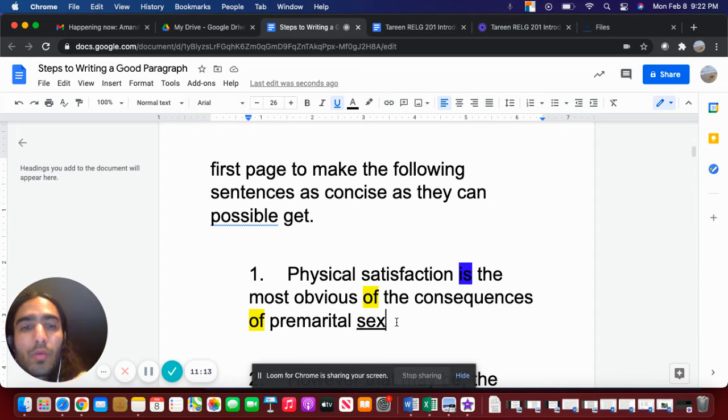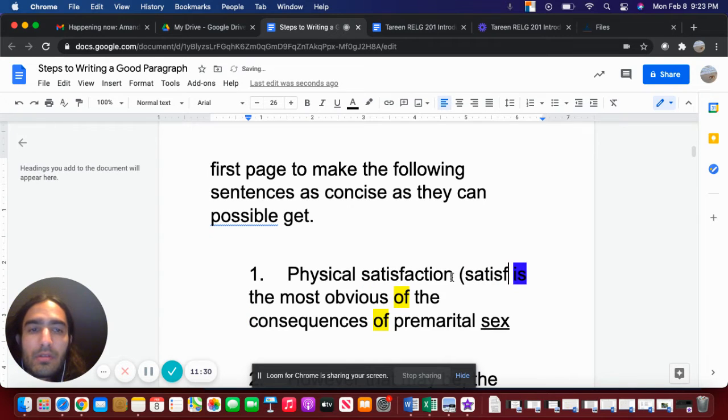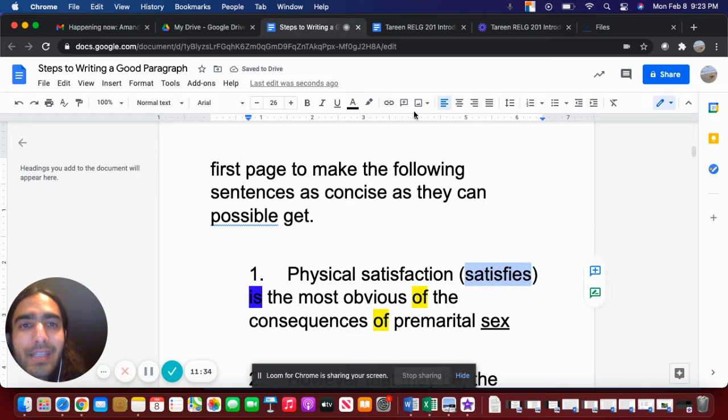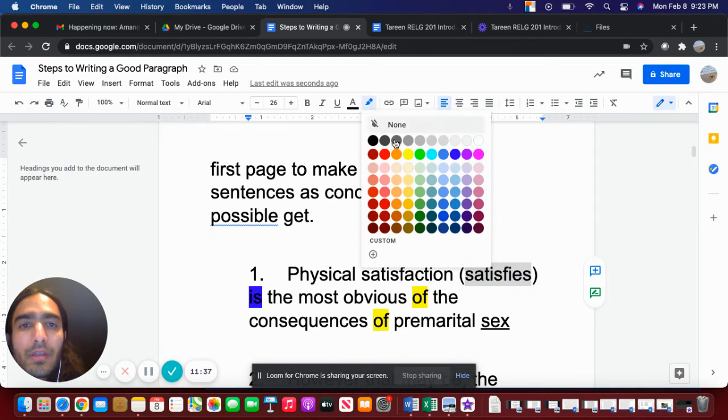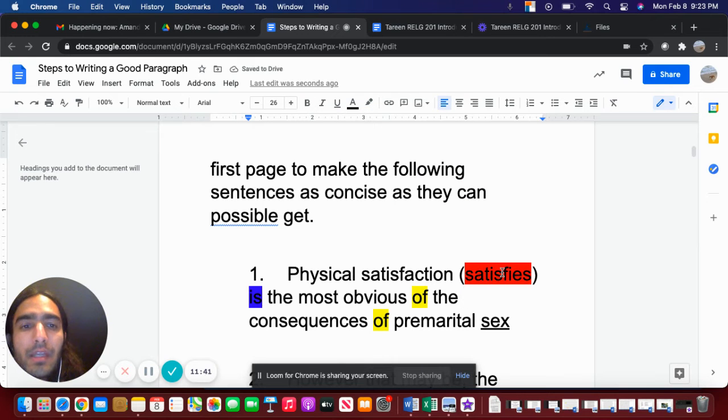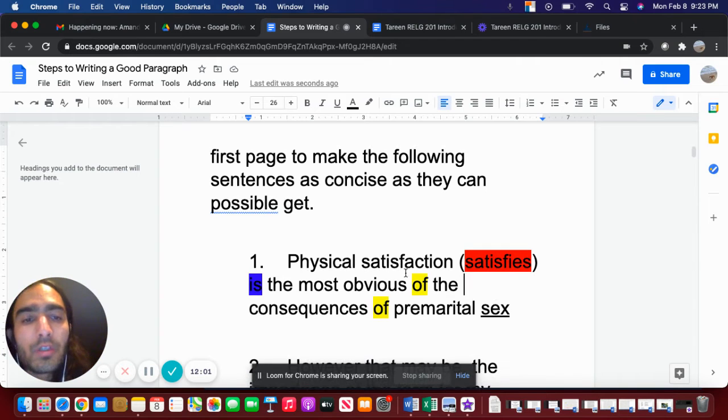If sex is the noun, what is the sentence suggesting about sex? What is sex doing? What is the thing that sex does here? It satisfies, right? Satisfies. So we're gonna turn this into satisfies. That's the active verb hiding because of the is form. That is your active verb, satisfies. It was hiding because once you said physical satisfaction, you had to follow that with is. So you find the is, and since is was hiding the active verb, no wonder the active verb was basically hiding in this phrase, in this ion phrase. It satisfies.